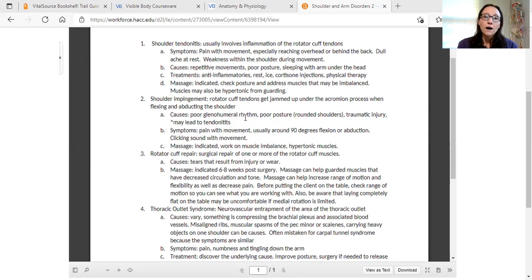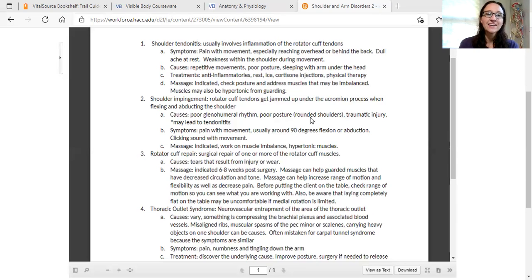So that causes the tendon to not be in the right place, and then it causes it to be smashed up underneath the acromion process. Poor posture, traumatic injury, like a fall or something like that, that can all cause shoulder impingement. I have to say though, one of the number one causes of supraspinatus tendinitis is sleeping with your arm underneath your head. I see this so many times in supraspinatus tendinitis.